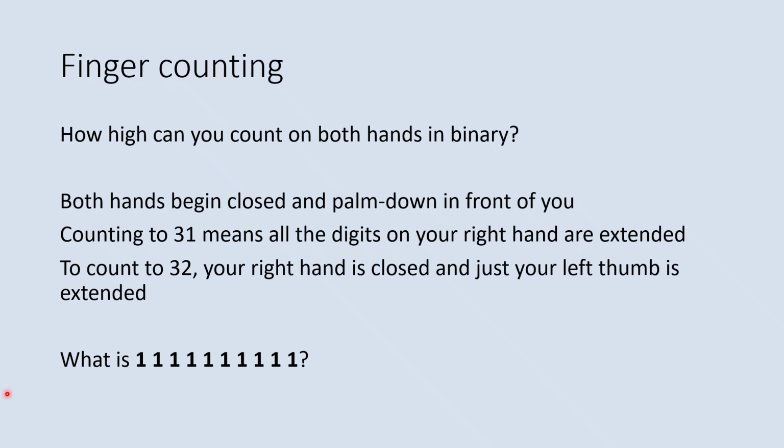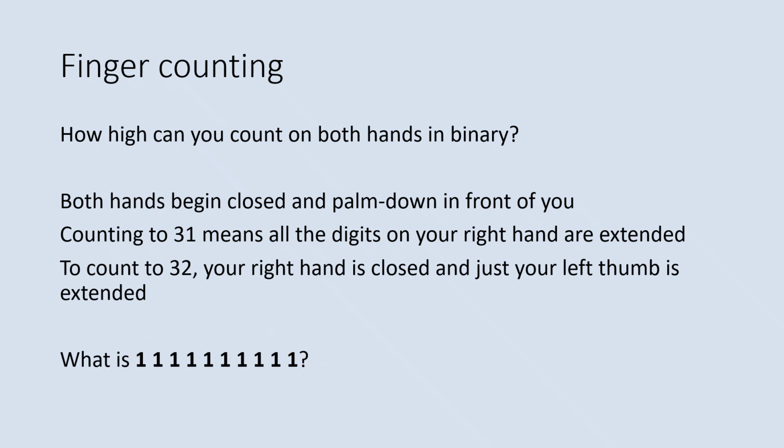Just because you can count to 31 on one hand doesn't mean that you count to 62 on both hands. You count much higher because each finger on your left hand is now 2 to the 5th, 2 to the 6th, 2 to the 7th, 2 to the 8th, and 2 to the 9th power. So there's a pattern to these. And you want to think about what that pattern looks like. What happens in terms of all 10 fingers?